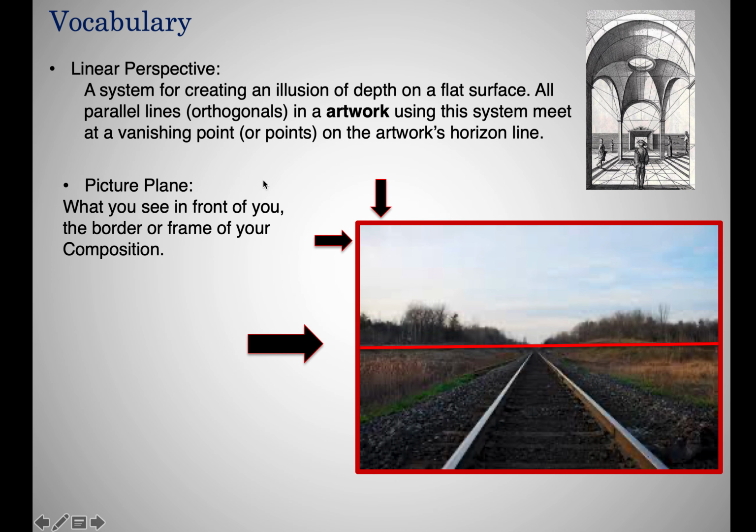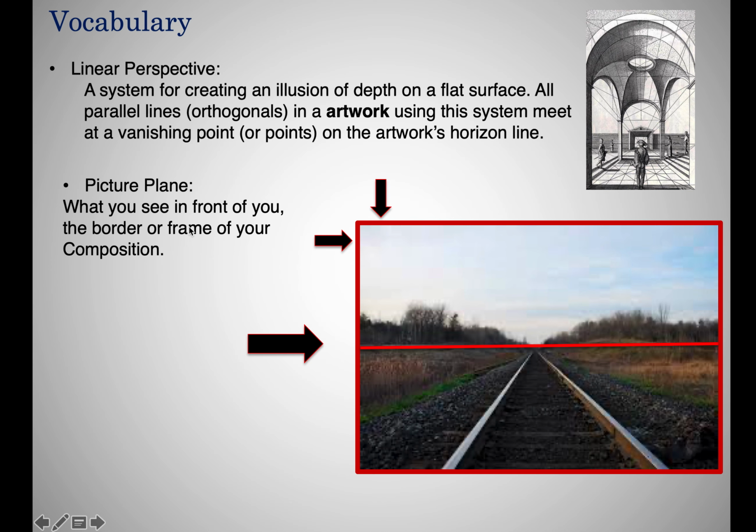All right, so let's get to the nuts and bolts of what perspective is. So linear perspective, this is a more detailed definition. It is a system for creating an illusion of depth on that flat surface, whether it's a painting, a drawing, an ink drawing, whatever it is you're doing. All parallel lines of the sides of buildings, railroad tracks, even if it's a fence going back in space, all of them would use a system where they're going back on a diagonal to this line we're going to define in a second in our picture plane, the horizon line.